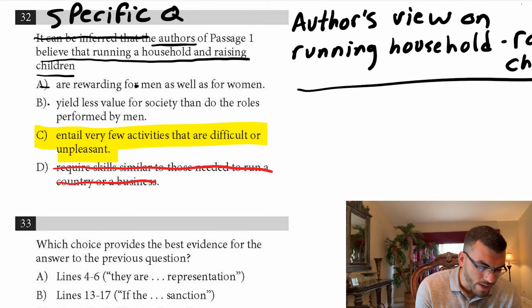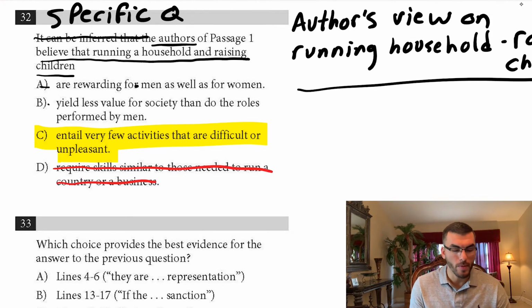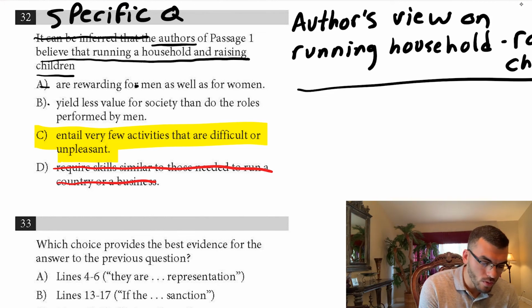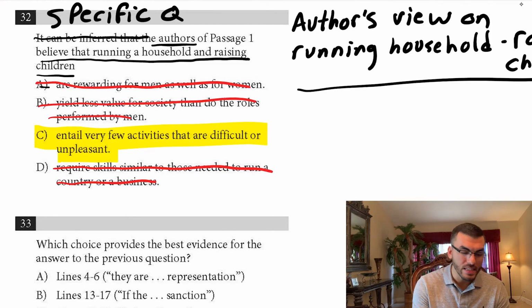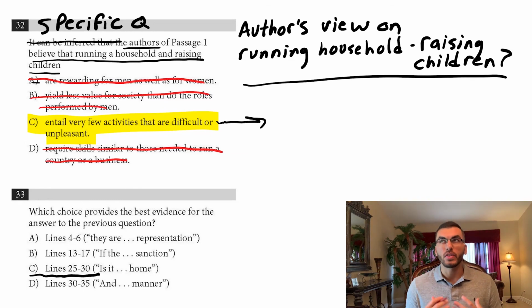Choice B, yield less value for society than the roles performed by men. Choice A, are rewarding for men as well as for women. Our summary said nothing about men. It didn't make any comparison to men. So for those reasons alone, choice A and B are incorrect. Choice C is the correct answer. Choice C most closely matches the summary that we came up with.